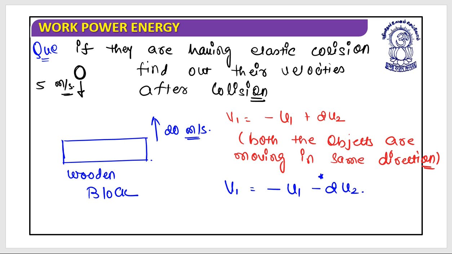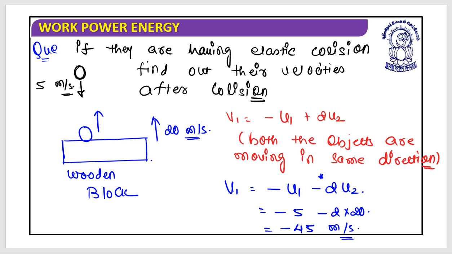At this location, do you understand that this v1 should be equal to minus u1 minus 2u2? So this is equal to minus 5, minus 2 into 20, which is minus 40. So this would be minus 45 meters per second. Why minus? Because after collision, it is going to move in the upward direction, and initially it was going in the downward direction, which I take as positive, so now this should be considered negative. So this is minus 45 meters per second.